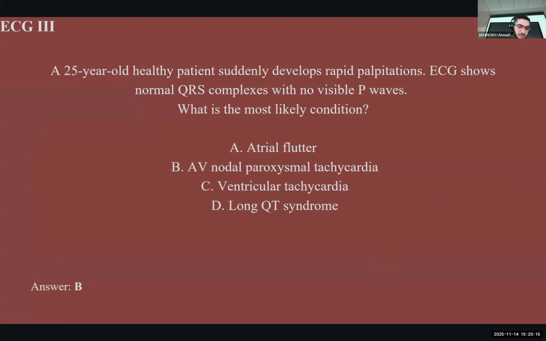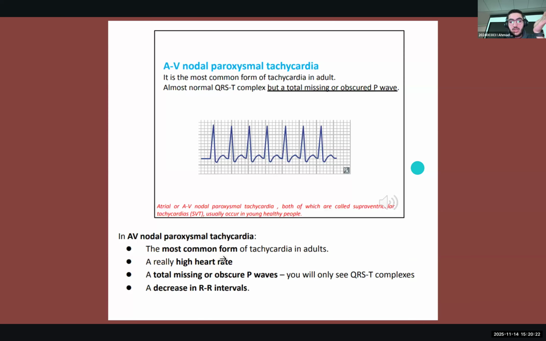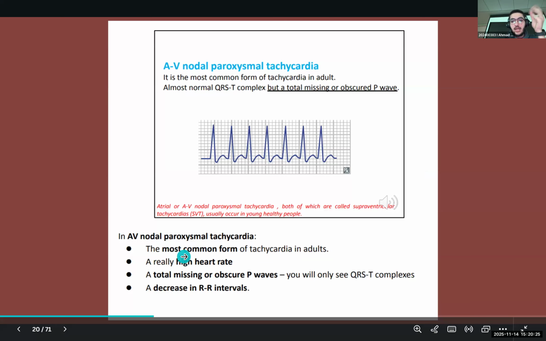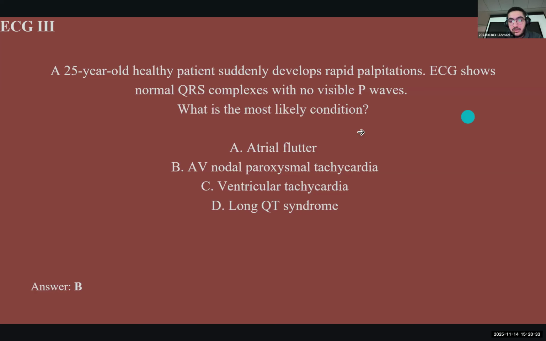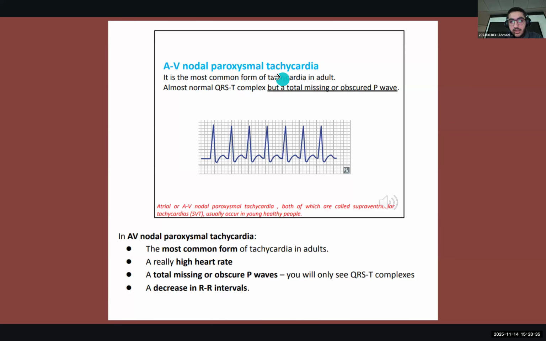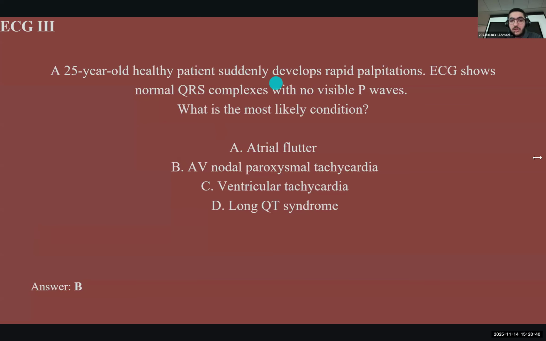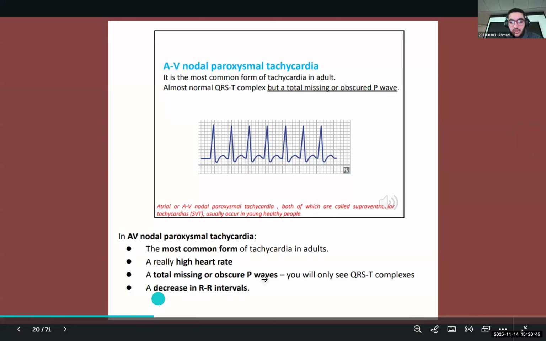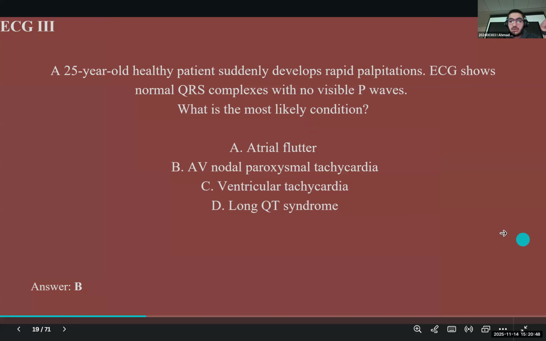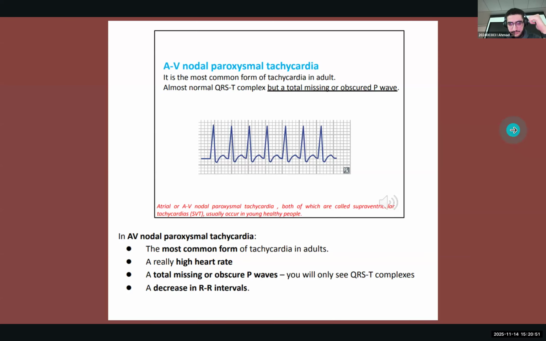So for ECG 3, I noticed something about the lecture. It's all about arrhythmias. You could study it 2 ways. You could either memorize how each one looks on the ECG, or you could understand what paroxysmal tachycardia means. So here you can just memorize: rapid palpitation, tachycardia, really high heart rate, and then normal QRS complex, almost normal. Then no visible P waves here, totally missing or obscured P waves. So if you just memorize what the doctor said, you could have answered this question.